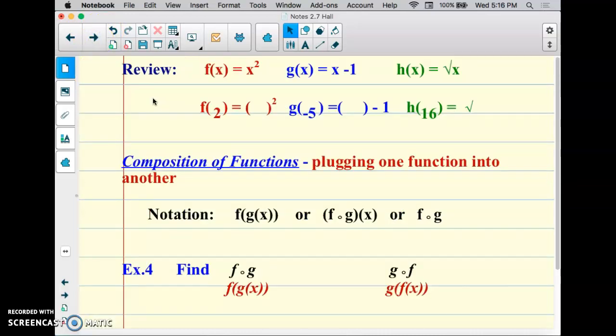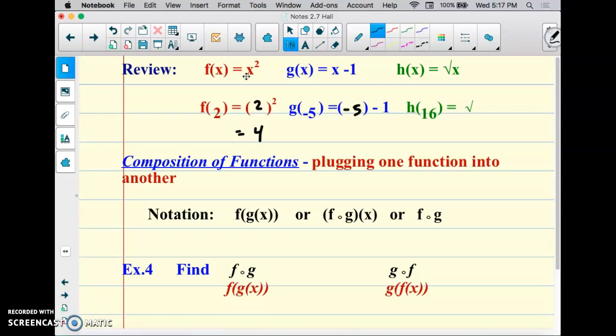Okay, let's review a couple of things. We have f of x equals x squared, g of x equals x minus 1, h of x equals the square root of x. If I had f of 2, that means I'd plug in 2 for x and solve that. Obviously that'll give me 4. If g of x is x minus 1, I put negative 5 in for x. Negative 5 minus 1 would equal negative 6. And then h of x equals square root of x. I put 16 in for x, it'd be the square root of 16, which equals 4. No problem. Remember that.